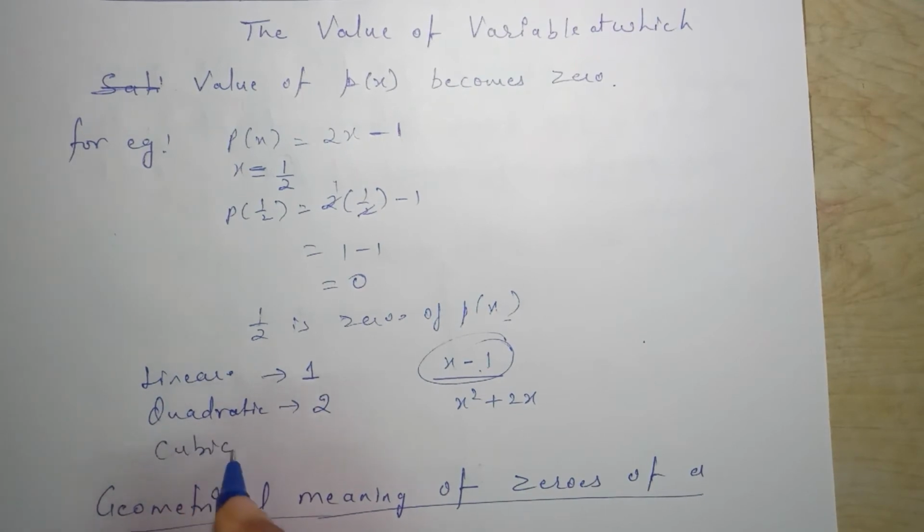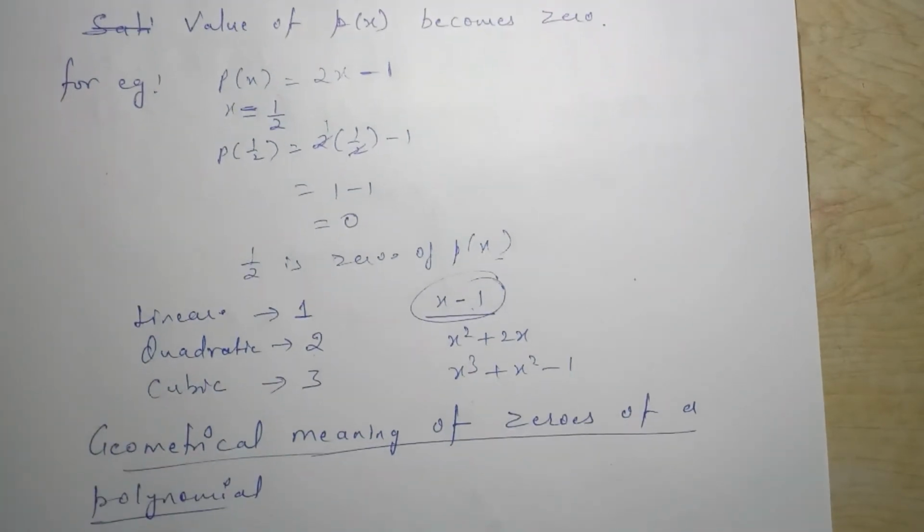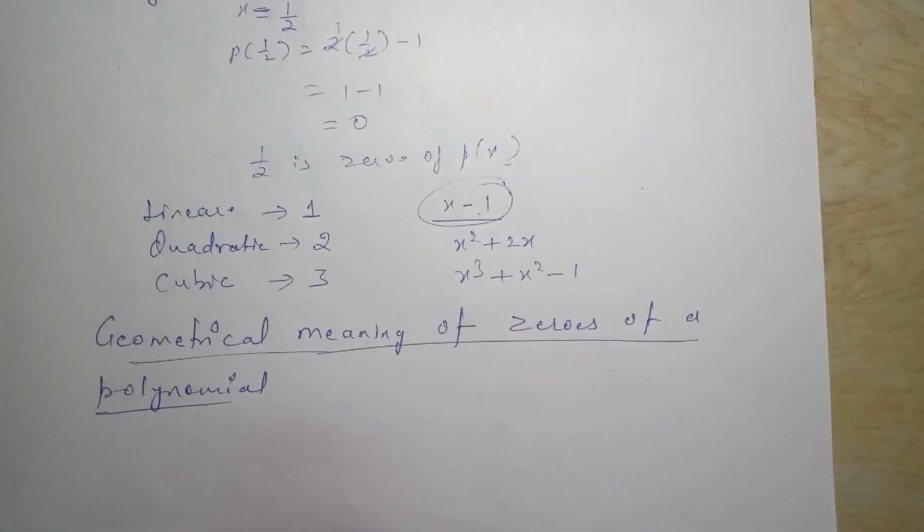For a cubic polynomial, the number of zeros will be 3, for example x cube plus x square minus 1, if we are taking that. Now for class 10, we have to understand the geometrical meaning of zeros of a polynomial also.